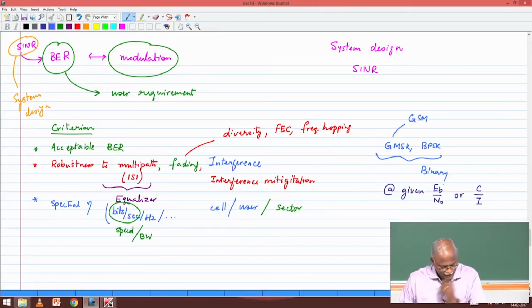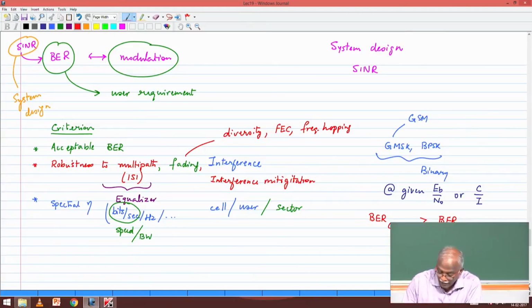Binary modulation methods. Which of the following statements are correct? For a given Eb/N0 or C/I, the bit error rate of GMSK is higher than the bit error rate of BPSK. So which is the better modulation? BPSK is the better modulation.